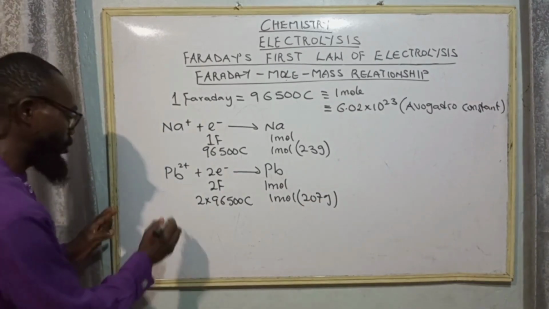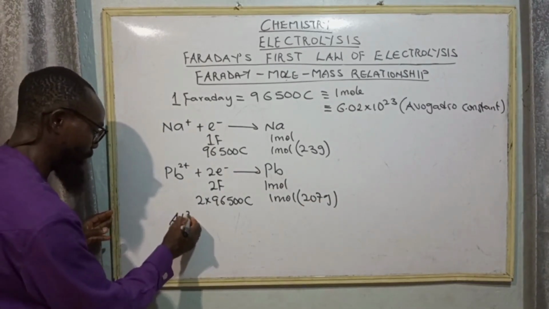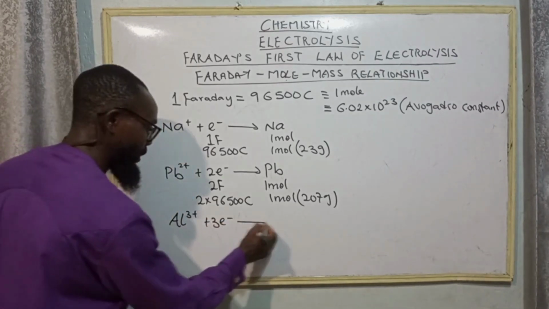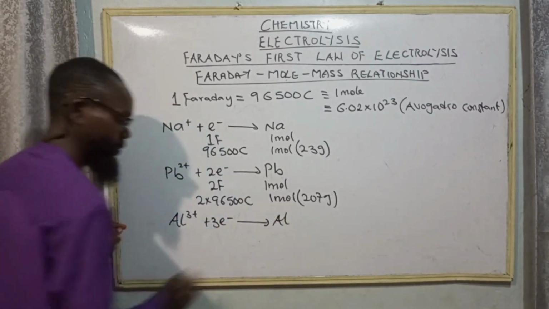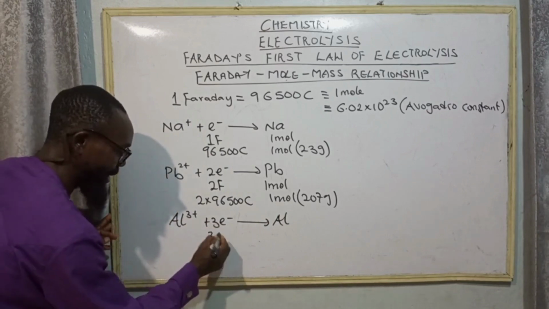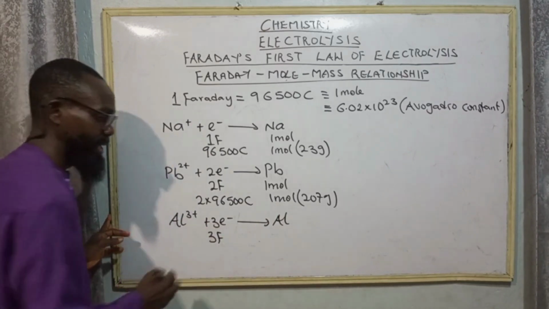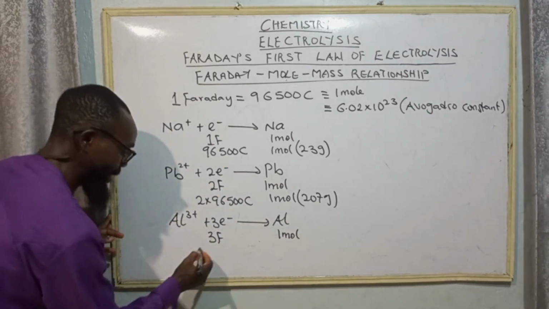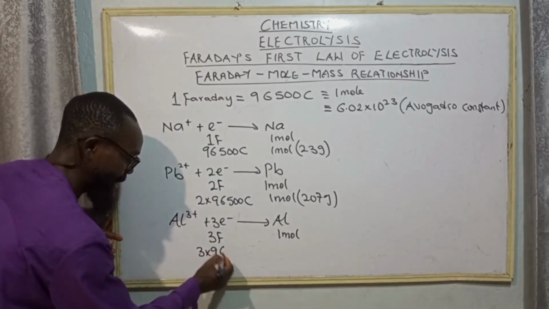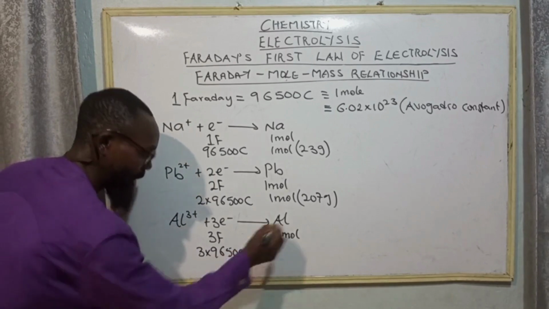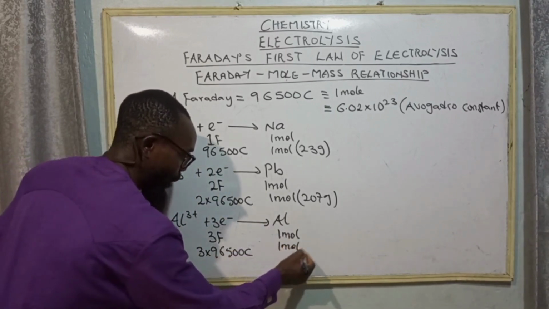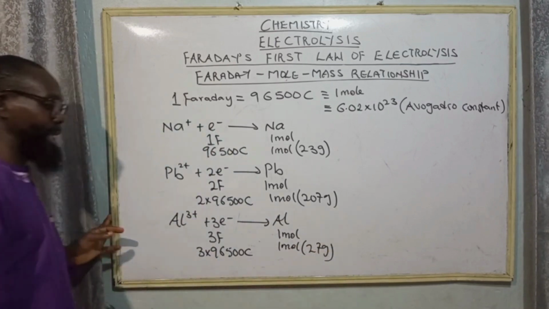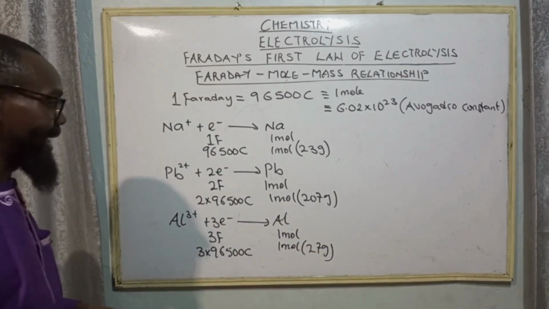Now, for aluminium, Al3+ is accepting 3 electrons to be deposited as aluminium. Now this is 3 Faradays of electricity giving us 1 mole of aluminium. Fine. Then this means 3 multiplied by 96500 coulomb giving us 1 mole. And 1 mole of aluminium equals 27 grams. So these are for the cations.